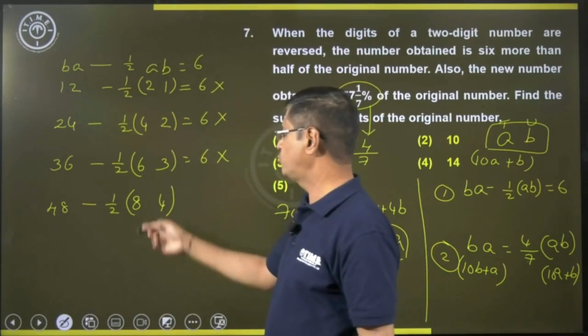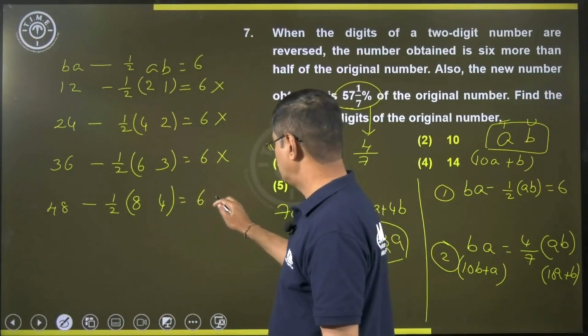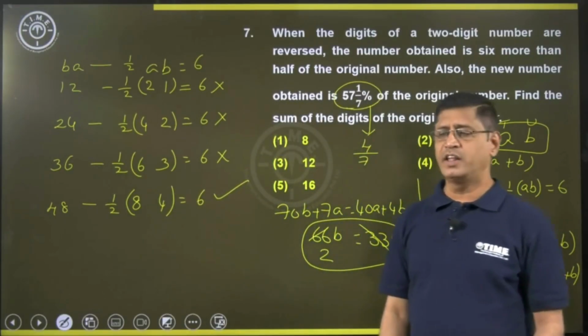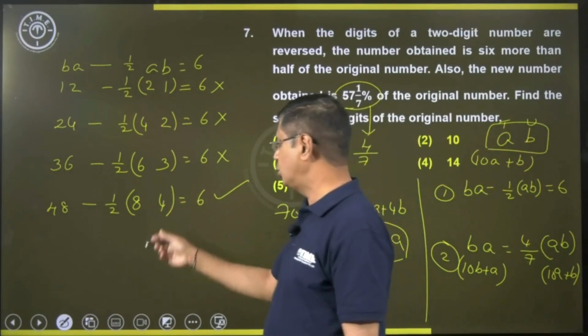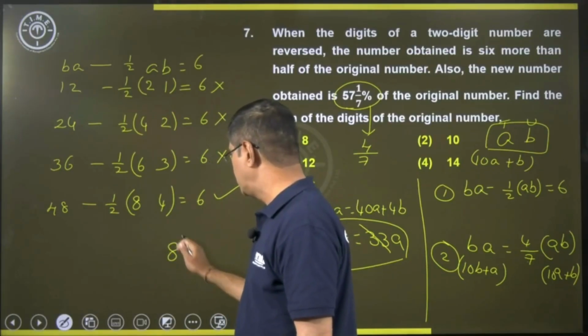Half of the original number means 42. How much is the difference? That is 6. What is the right answer? The fourth possibility means 84. 84 is the original number.